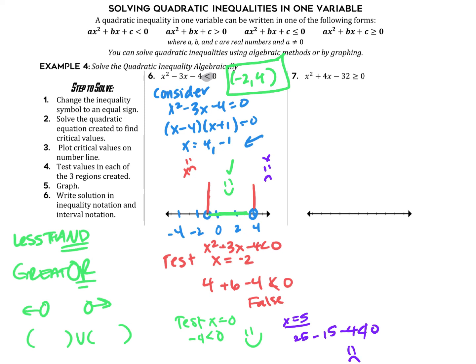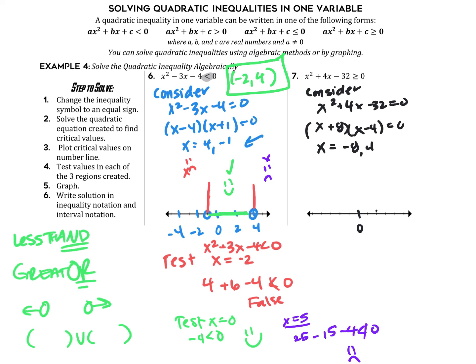So first things first, consider what would happen if this was an equal sign and go ahead and solve. So x squared plus 4x minus 32 equals 0. x plus 8, x minus 4 equals 0. So the two values that would make this equation true are 8 and -4. So I'm going to go ahead and make my number line. I'm going to go by 2's. So I'm going to put 4 here and -4 here, which means -8's over here.